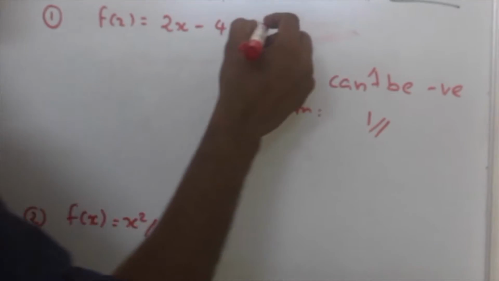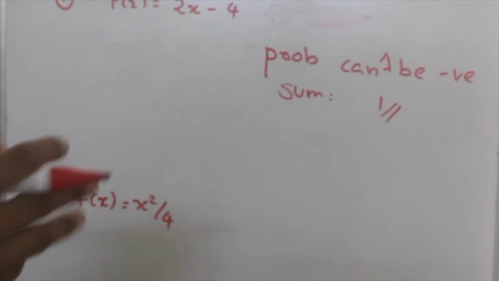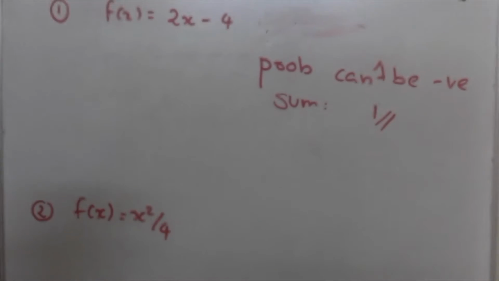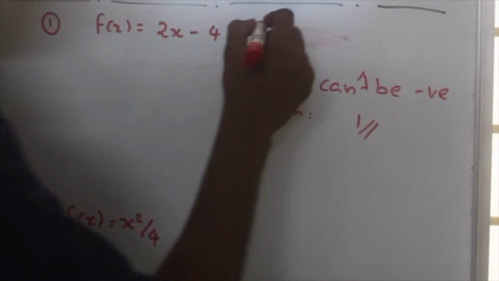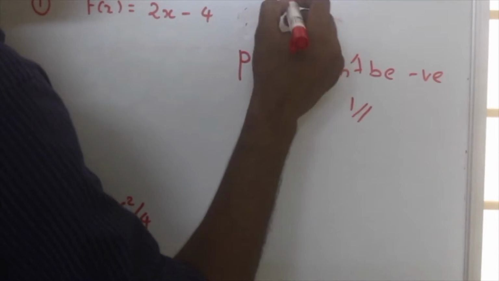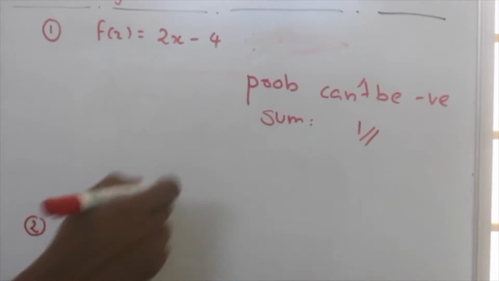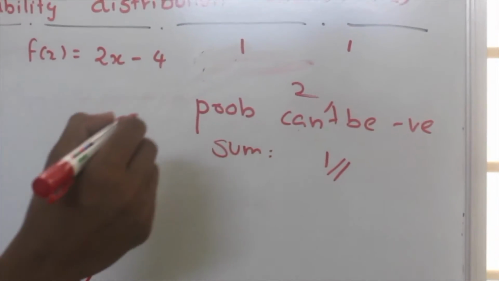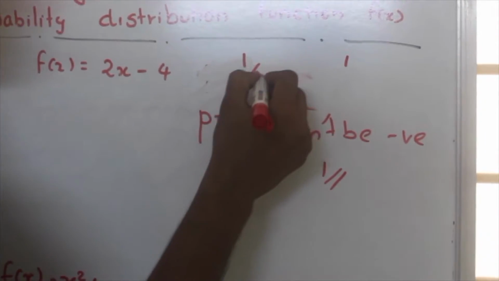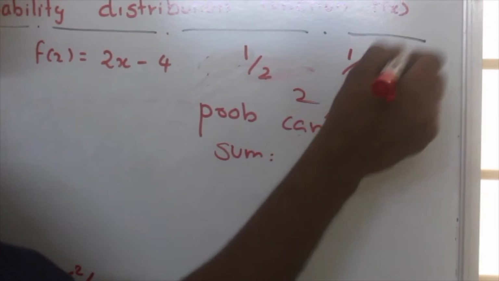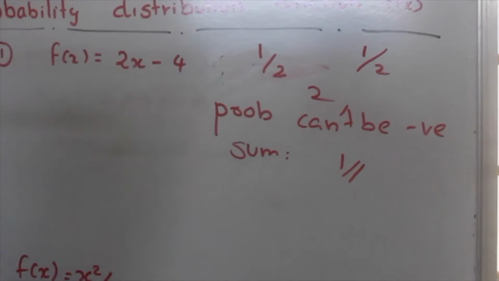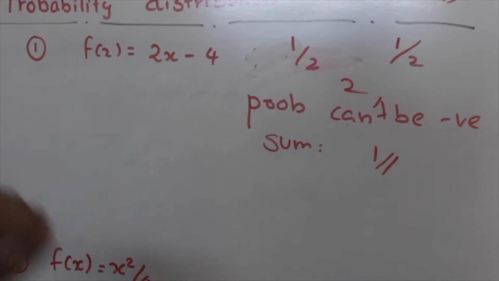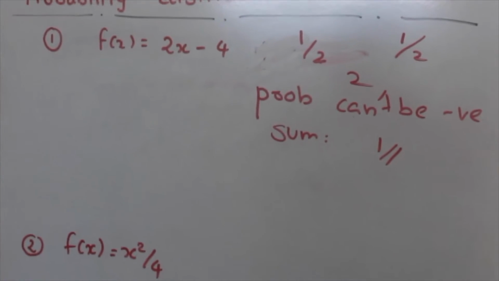For example, the probability of the presence of rain. Suppose on a given day it may be raining or it may not be raining. So there are two outcomes: one is raining, one is not raining. So the probability of raining is 1 by 2, the probability of not raining is 1 by 2, so that the net probability is 1. So always the sum of probabilities will be 1.